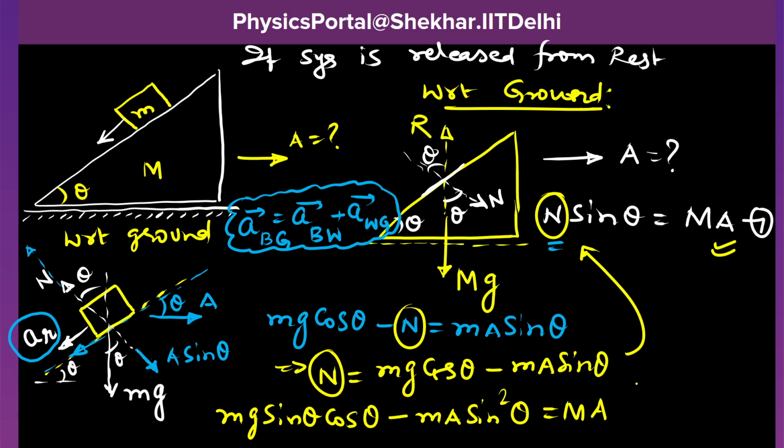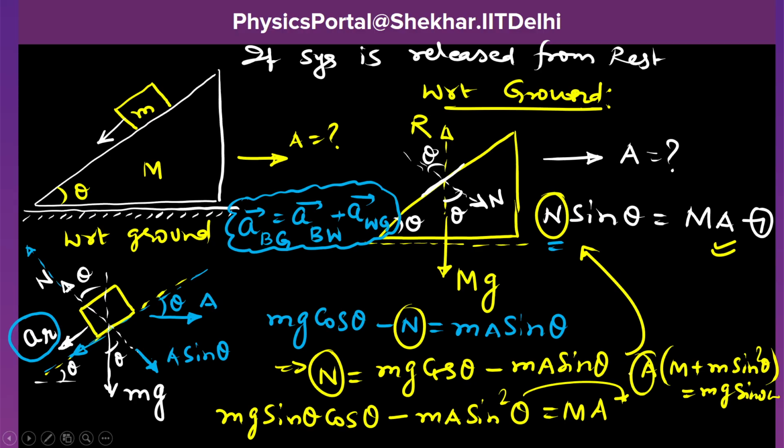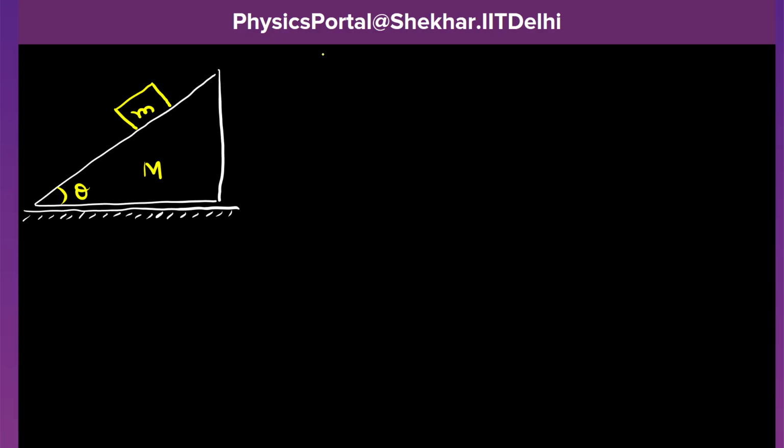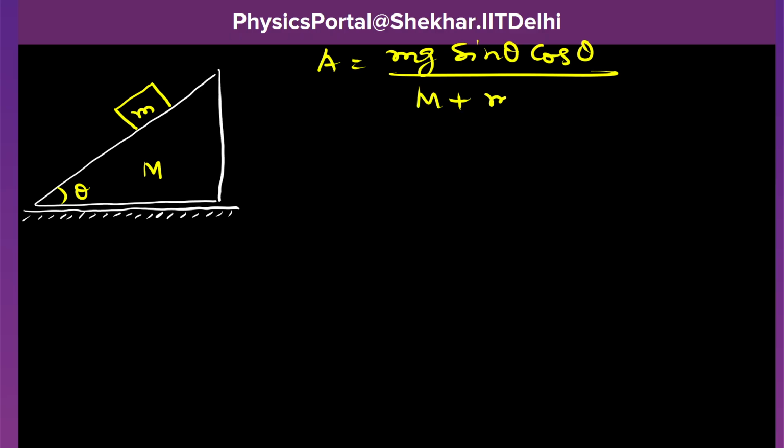So from here, if we take this term towards the right, then we are getting A times capital M plus small m sine square theta will be equal to mg sine theta cos theta. So the acceleration of the wedge is equal to mg sine theta cos theta upon M plus m sine square theta. I hope this is clear.